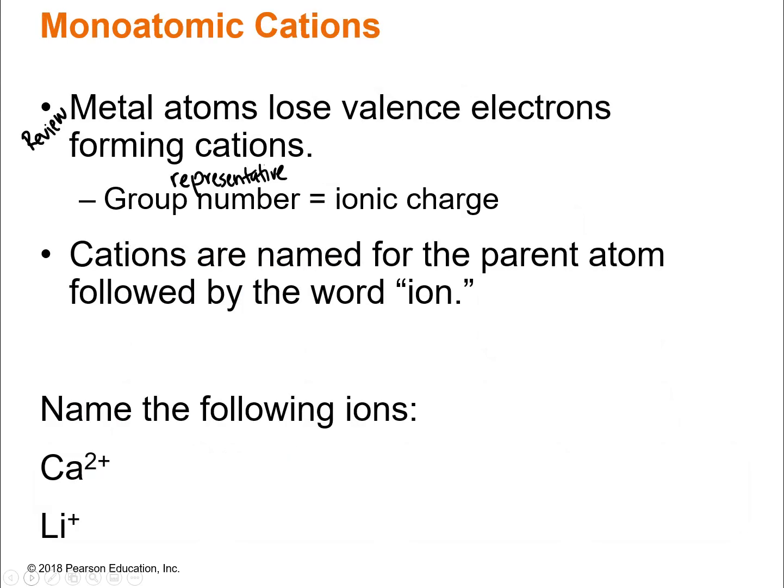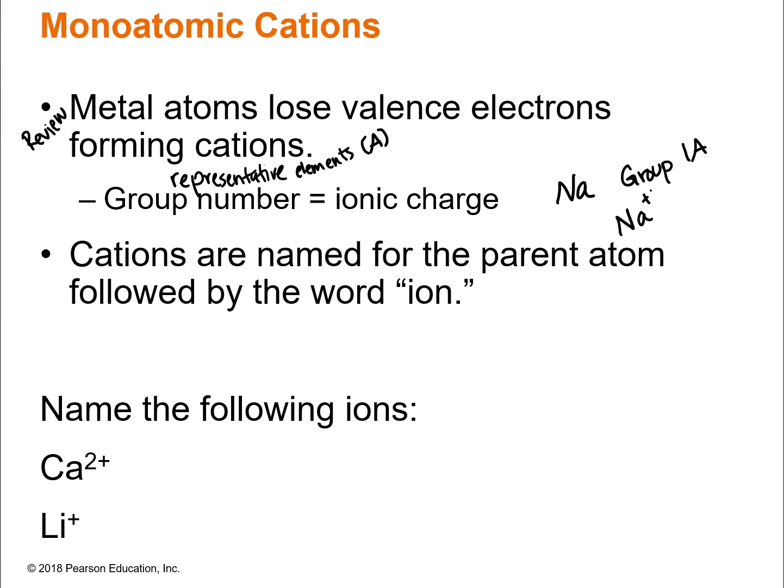Starting with monoatomic cations. We're talking about metal atoms. They lose their valence electrons to form a positive ion called a cation. The group number for the representative elements, so the ones with the A behind it, that group number is going to tell you the ionic charge. So if we were talking about sodium, sodium is in group 1A, so its charge would be 1 plus. That should be review.